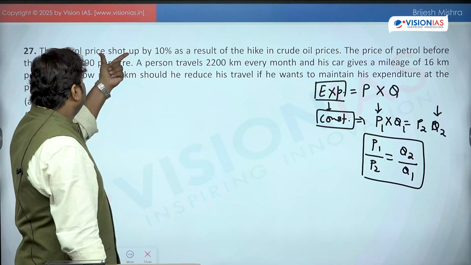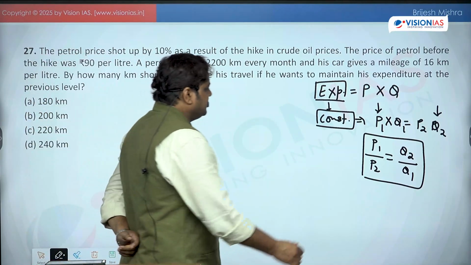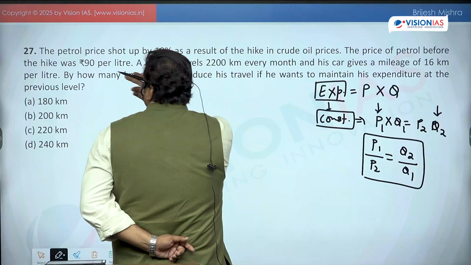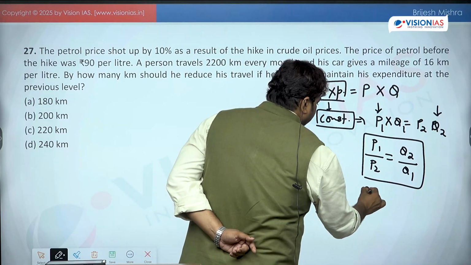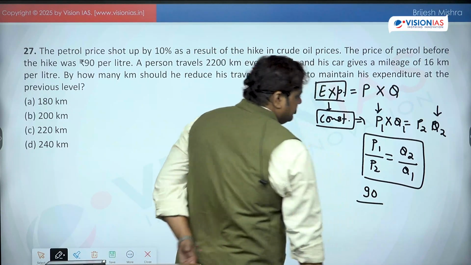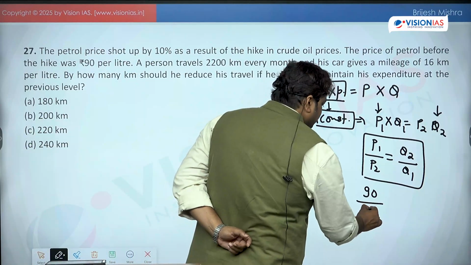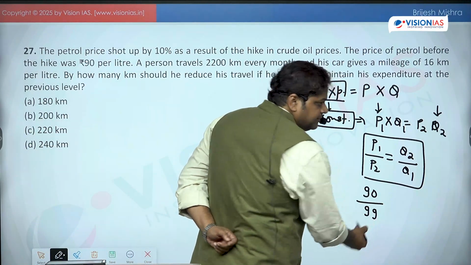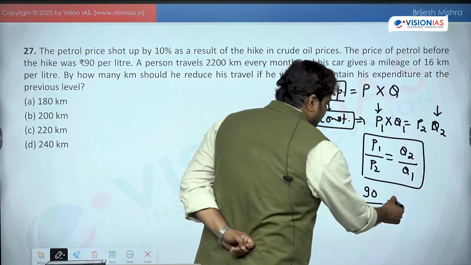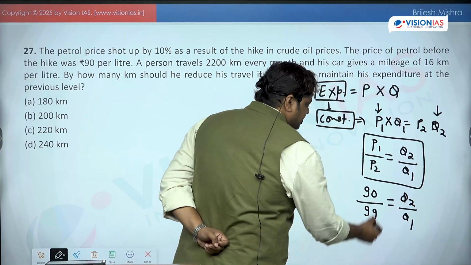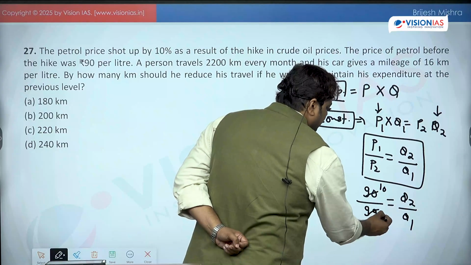A petrol price shot up by 10% as a result of the hike. So initial price, it is given also 90 rupee per liter. And hike कितना हुआ? 10%. So 10% hike, 90 का 10%, 9. 90 by 99 is equal to Q2 by Q1. So this is what? 10 by 11.